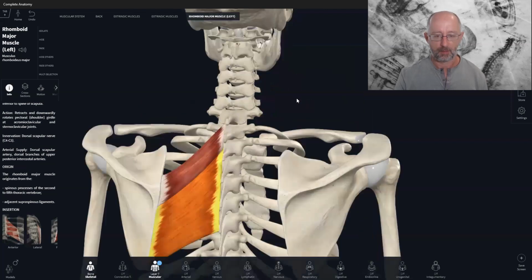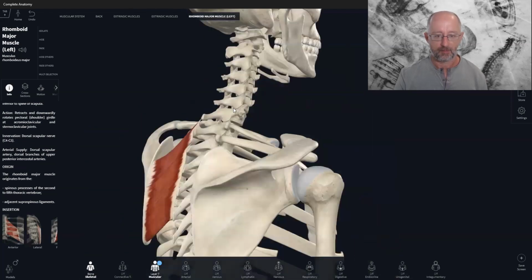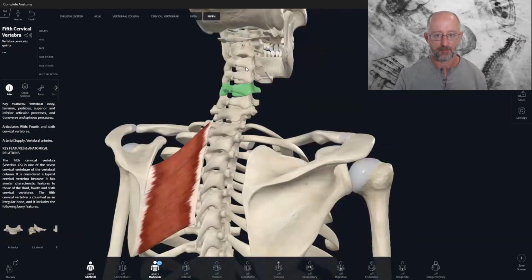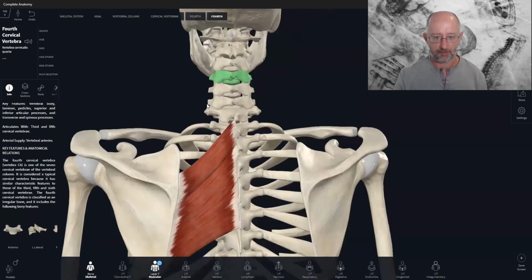Which is going to be C7, C6, C5, C4. So you get the nerve coming out through here, and it's going to thread down and innervate, as in connect into the muscle at this level.